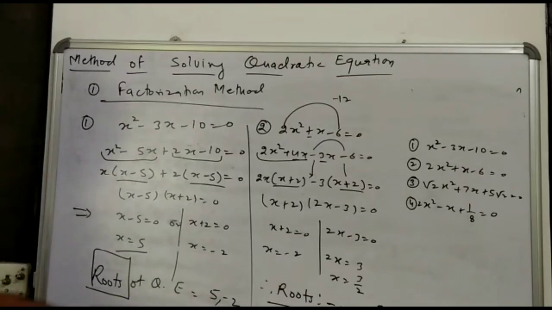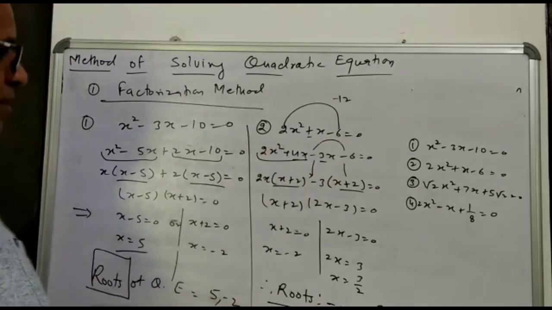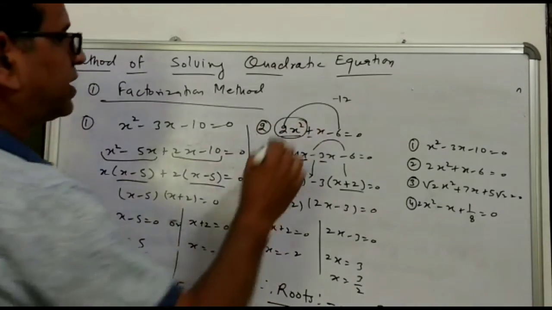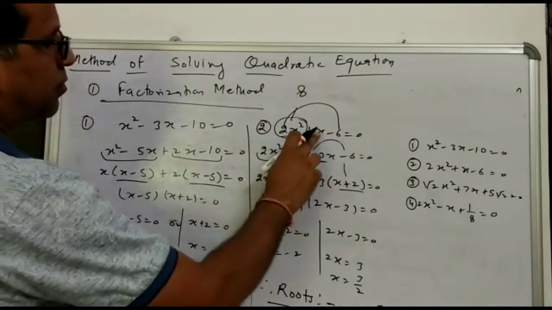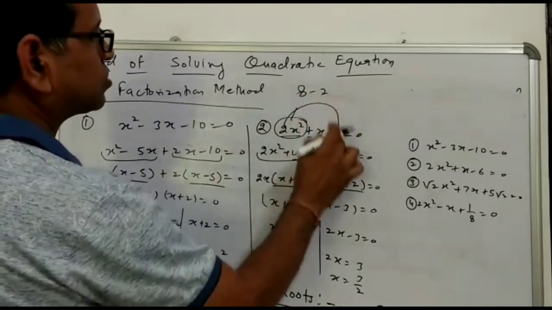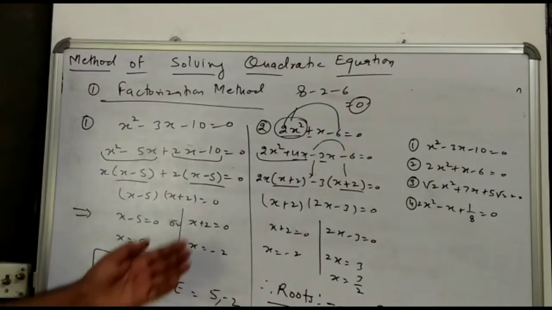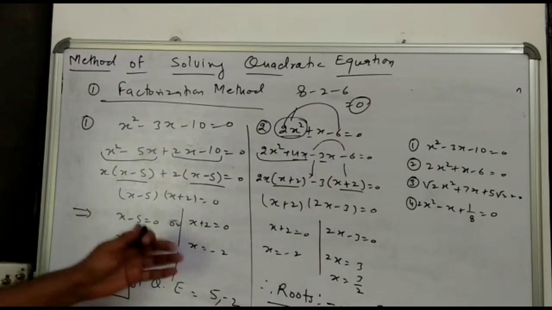Again, the meaning is, if you put minus 2 here, what will be the answer? It is 8. If you put minus 2, it is minus 2 and this is minus 6. So what is the answer? It is 0. So the left hand side is equal to the right hand side. So in this way we can solve.